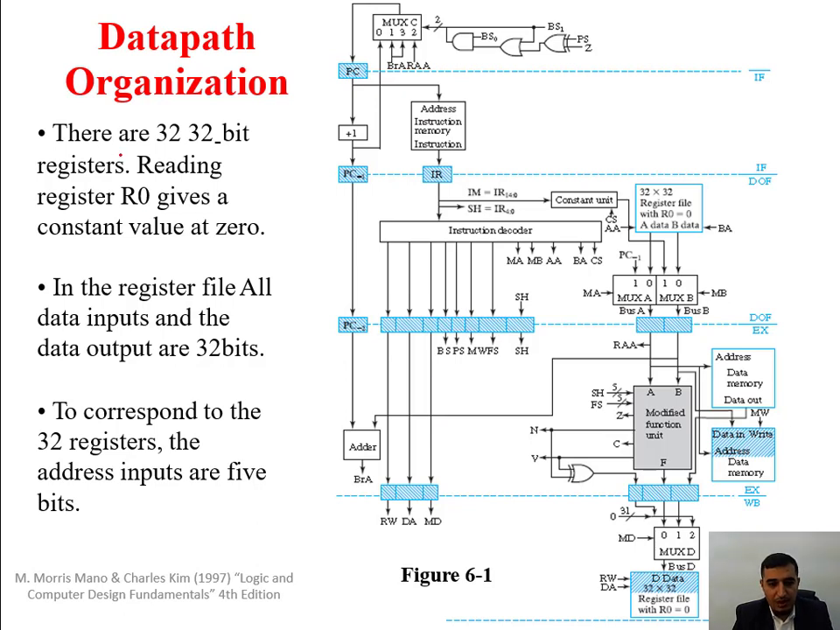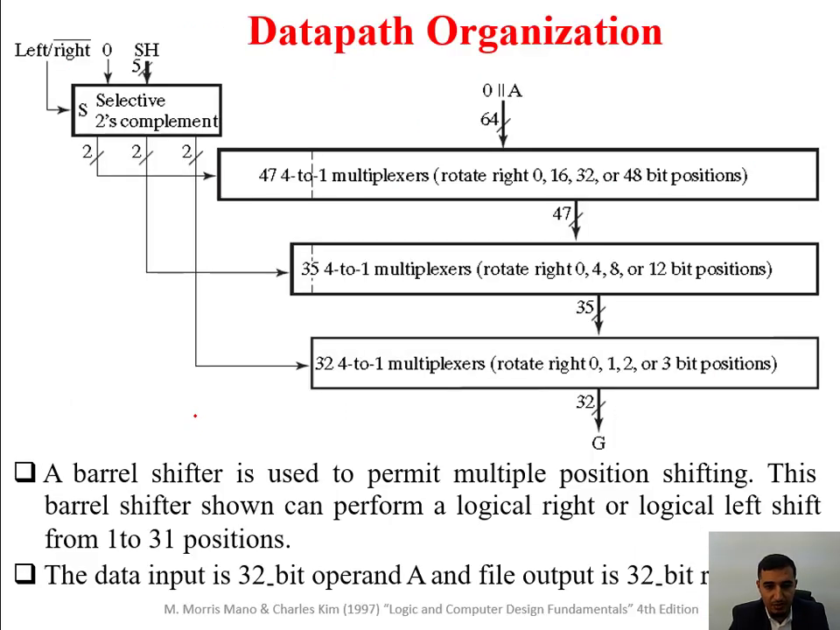Now, the data path, as you can see, has a 32 by 32-bit register file, and R0 is always giving a value of 0. All register file inputs are 5 bits, and there are 5-bit addresses over here, as you can see, AA and BA, which are the addresses for address A and address B.